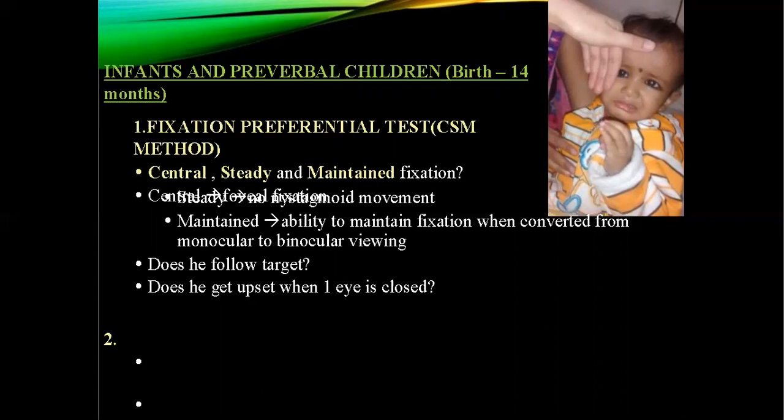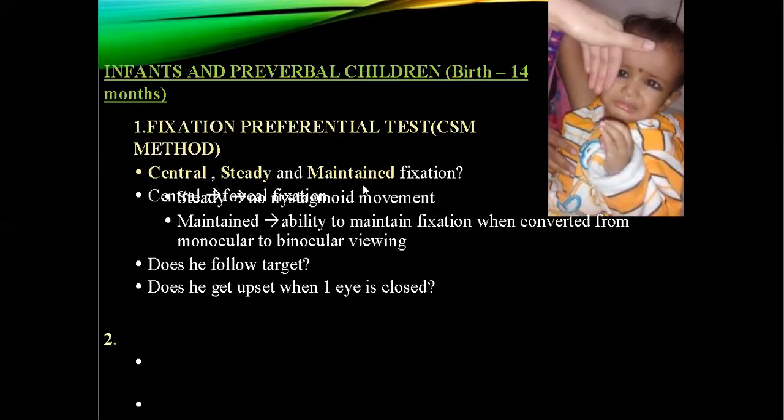Then what we have to do is occlude one eye, and if the baby is resisting occlusion, that means that in the other eye the vision is less. For example, in this photograph, the examiner is occluding the right eye. If I am occluding the right eye and the baby starts crying, that means that the left eye is having some problem in the vision.